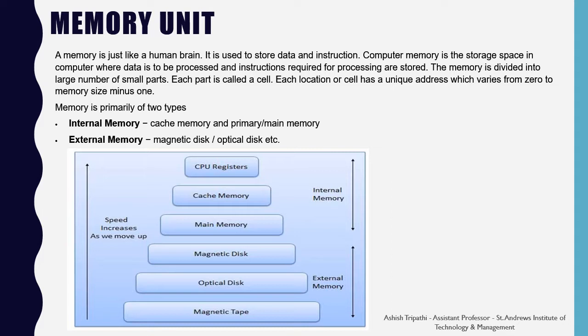Memory is basically of two types, internal memory and external memory. The internal memory comprises of the cache memory and the primary memory, that is RAM, ROM, etc. And the external memory comprises of two types basically, that is the magnetic memory and the optical disk memory.